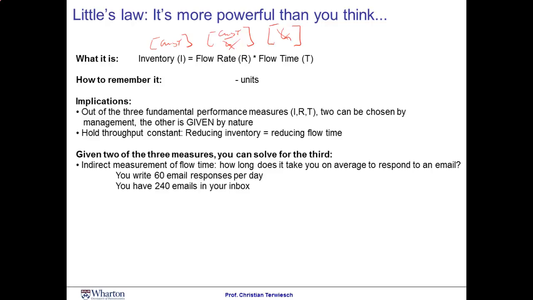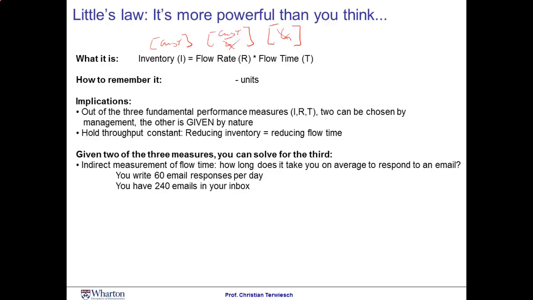What are the implications of Little's Law? First of all, Little's Law tells us that from the three fundamental performance measures that we care about in this course, inventory, flow rate, and flow time, two of them you might be able to mess around with. But then the third one is written in law by nature. So for example, if you hold the flow rate fixed for the moment, that's your revenue, the number of customers you serve, Little's Law tells us that whatever you're doing to inventory, you're doing to flow time.